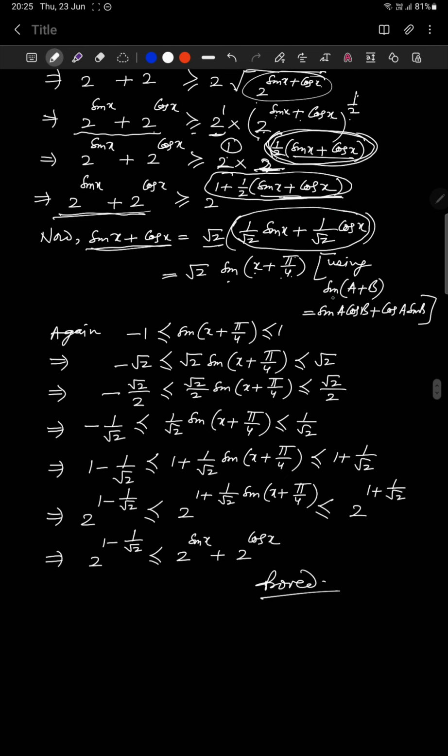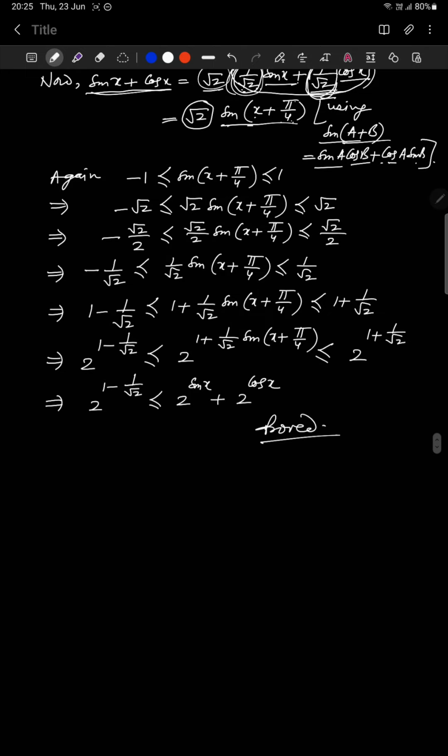As you remember, sin(a plus b) is equal to sin a cos b plus cos a sin b. In place of this 1 by root 2 you can imagine cos 45, and in place of this 1 by root 2 you can imagine sin 45, that is pi by 4, so that it becomes sin a into cos b plus cos a into sin b, so that it becomes sin(x plus pi by 4), and root 2 is multiplied as it is over here.